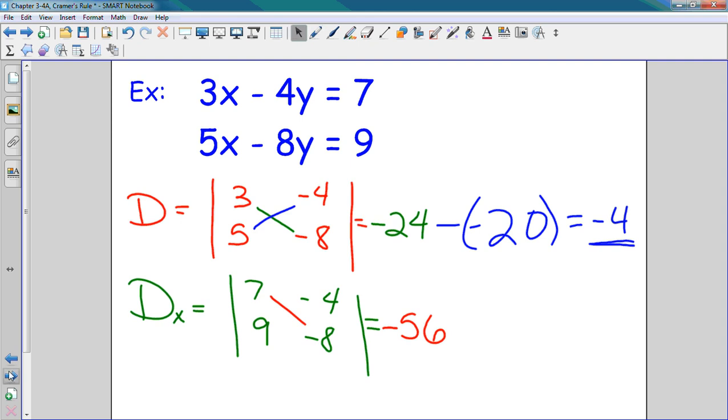And then 9 times negative 4 is negative 36. So I have negative 56 minus a negative 36, which is going to give me negative 20. Negative 20.